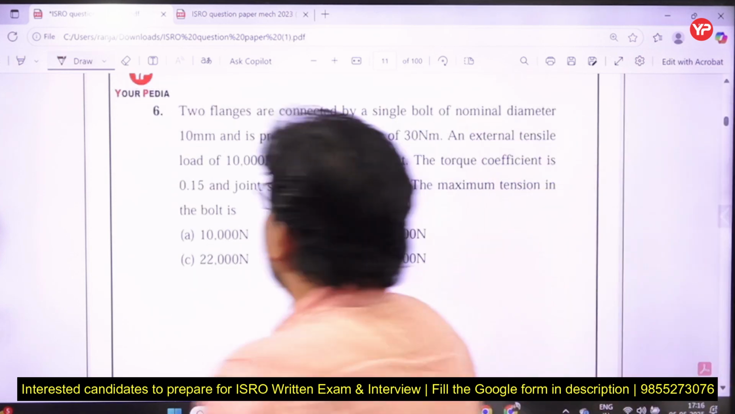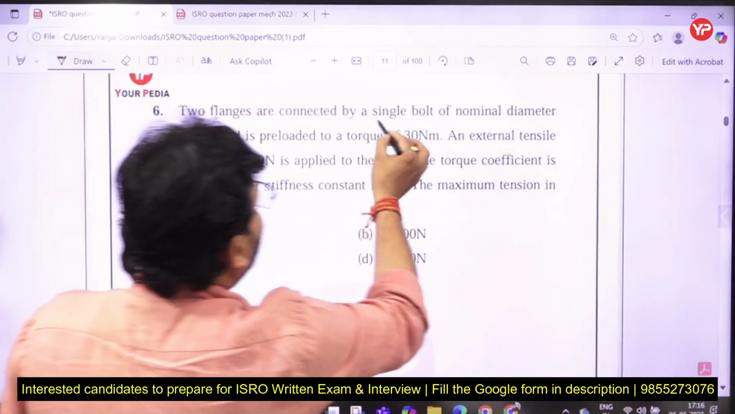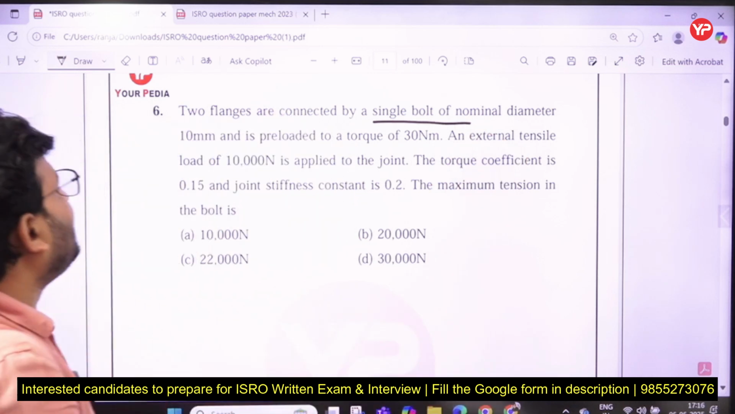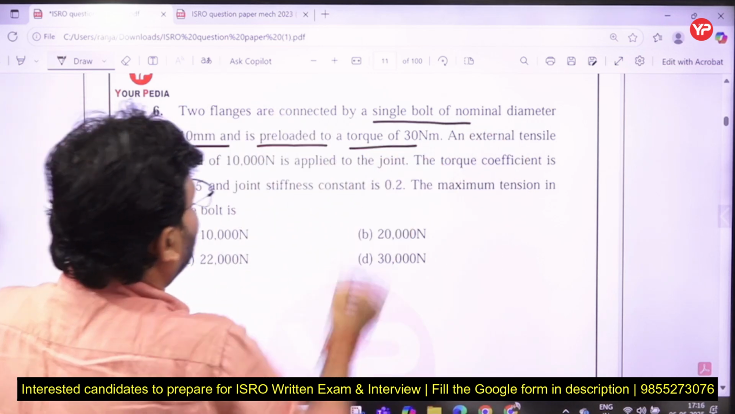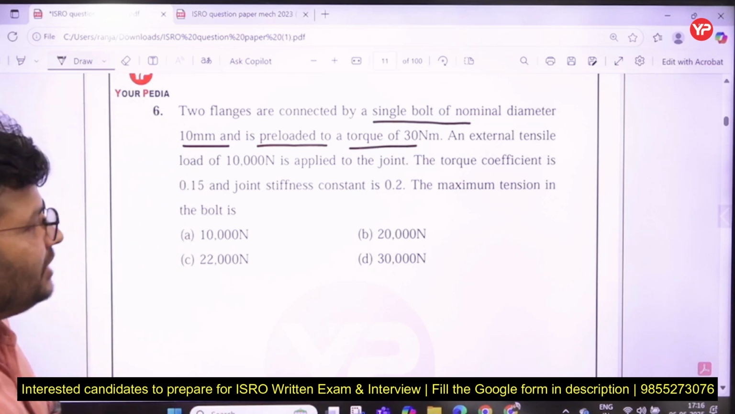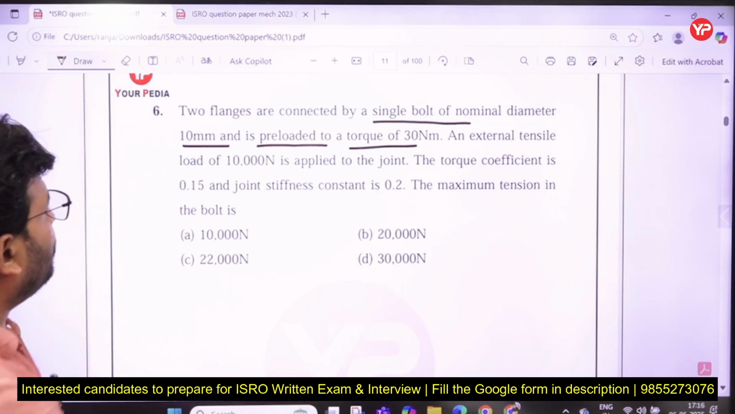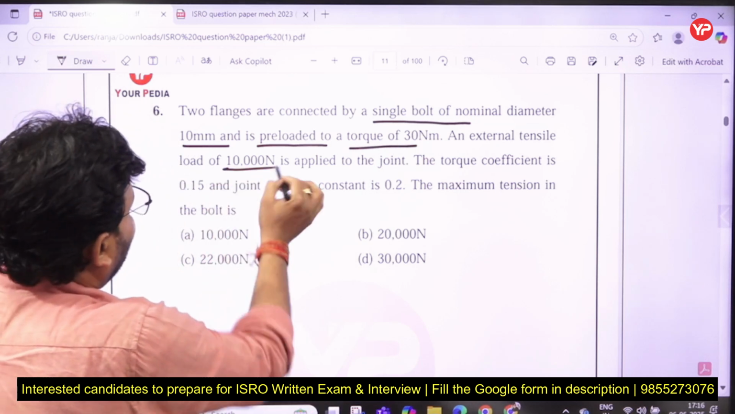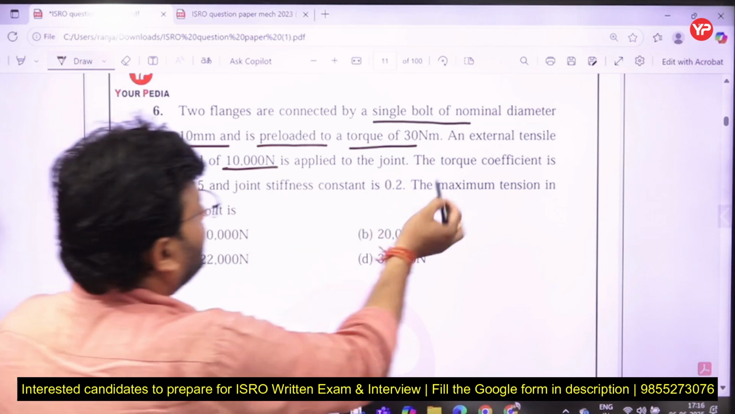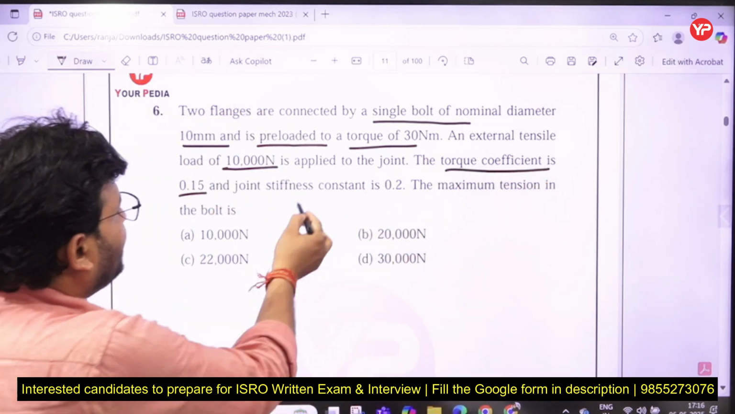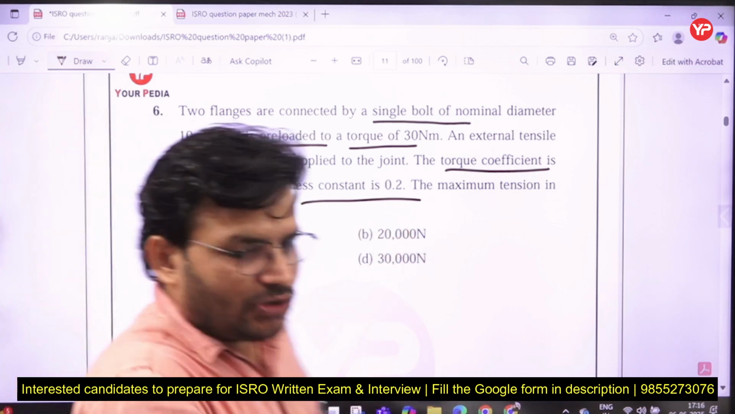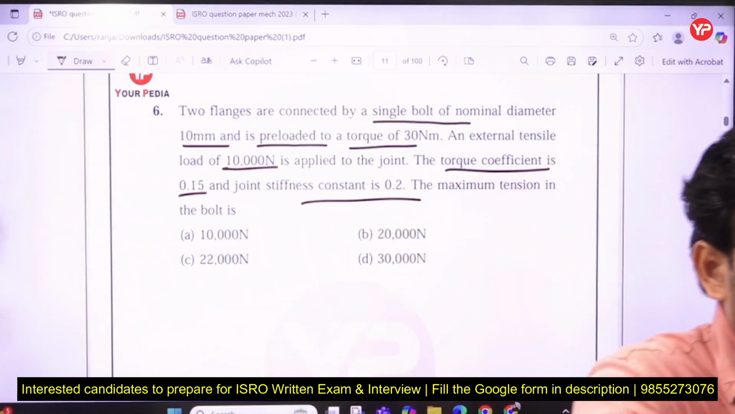Two flanges are connected by a single bolt of nominal diameter 10 mm, preloaded to a torque of 30 Newton meter. An external tensile load of 10,000 Newton is applied to the joint. The torque coefficient is 0.15 and the joint stiffness is given. The maximum tension has to be calculated. Just give me 1 second. Okay.